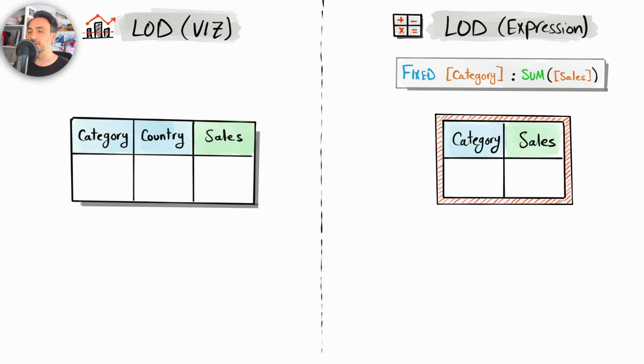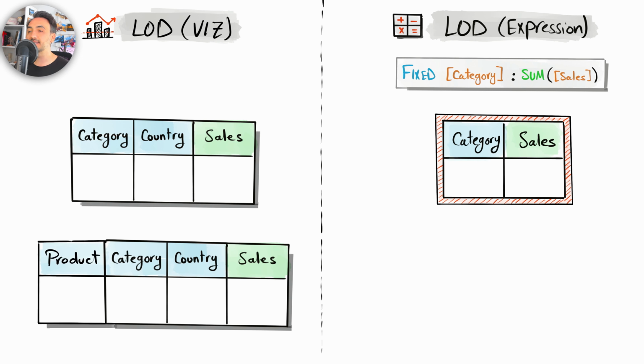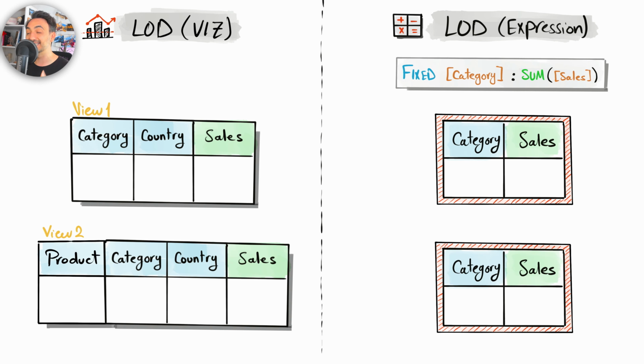Let's say that in the view you have added a new dimension, let's say the product. Now you have made a change in the visualizations. We now have three dimensions: product, category and country. But the LOD expression will not change at all. It's going to get exactly the same results. It's going to have the category and the aggregation sales. So this is the main purpose of the fixed function, to make it independent from the dimensions that we have inside the view. So everything is going to be static, and this is exactly the main difference between this function and the other two, include and exclude.